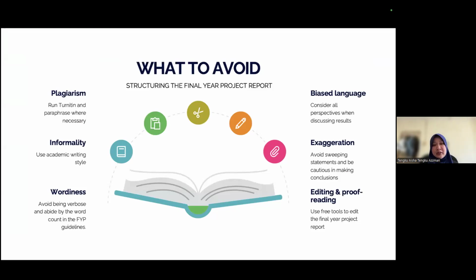Teach them to use an academic writing style, because academic writing style is very different from other types of writing style. Tell them to avoid being wordy. It's very important to consider biased language, exaggeration, and proofreading. For proofreading, you can use free tools to edit the final year project report.